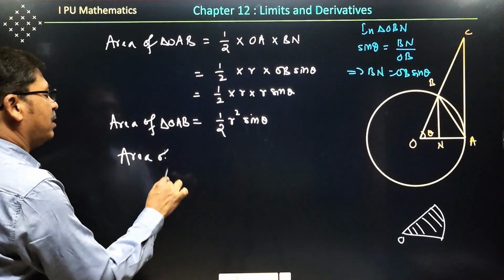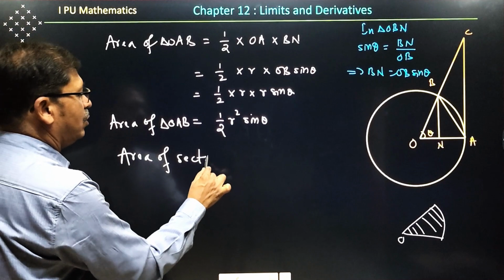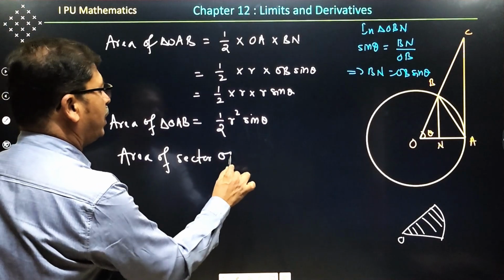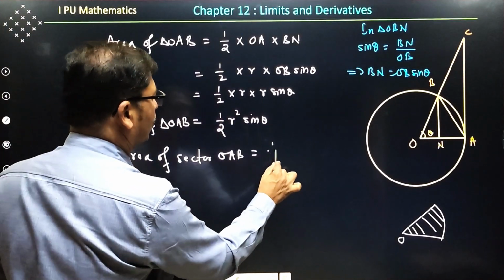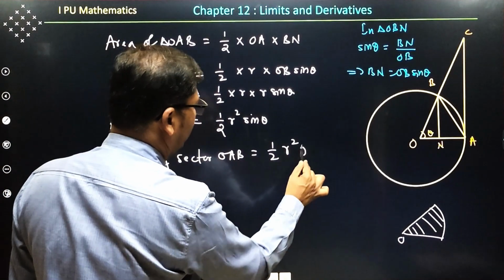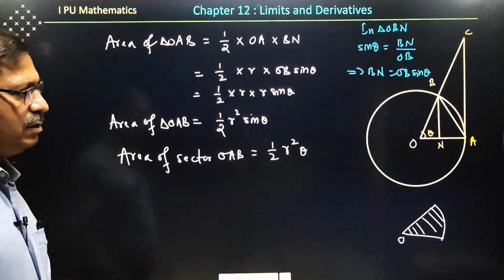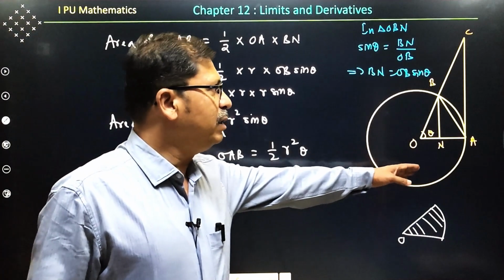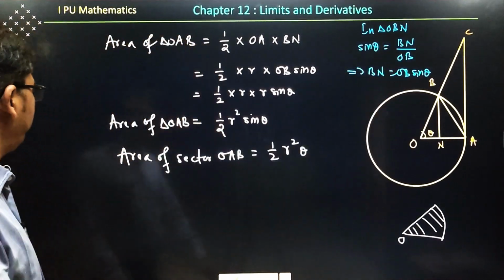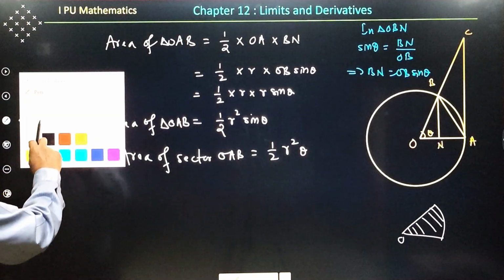Area of sector OAB equal to 1 upon 2 R square into theta. Okay, this is the second calculation. Next to that, let me calculate the triangle OAC. Okay, area of triangle OAC I would like to calculate.